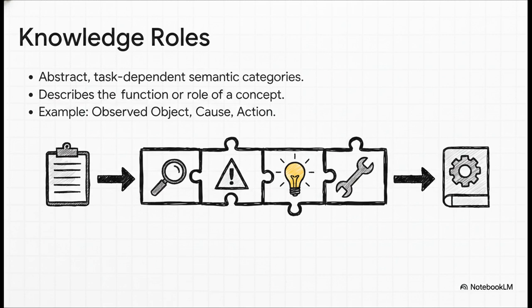For example, in a diagnostic reasoning task, our knowledge roles might be categories like the observed object, the abnormal symptom, the cause, and the corrective action. The system is trained to hunt for these underlying functional relationships, regardless of whether it's reading a highly sensitive medical chart or a routine engineering report.